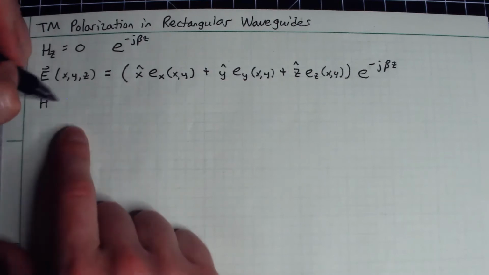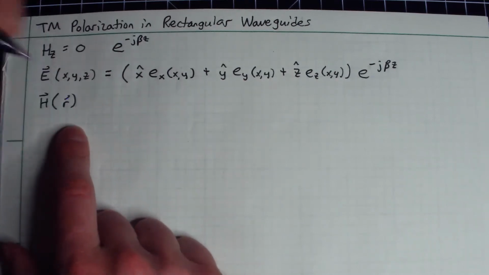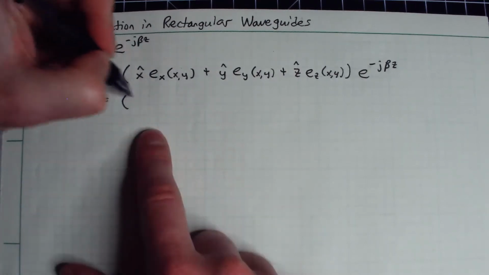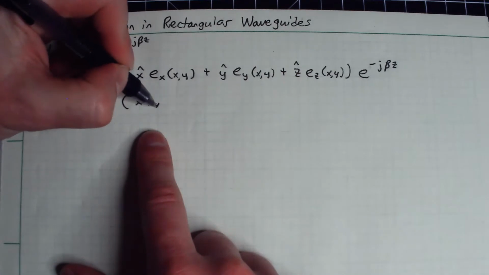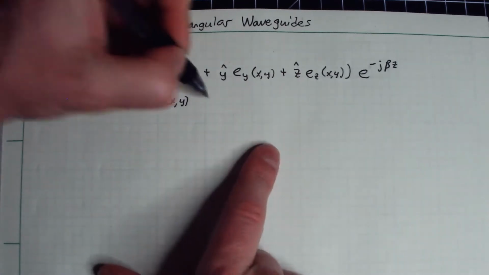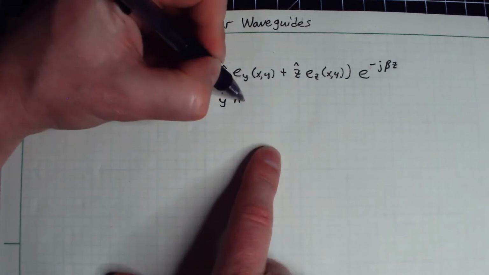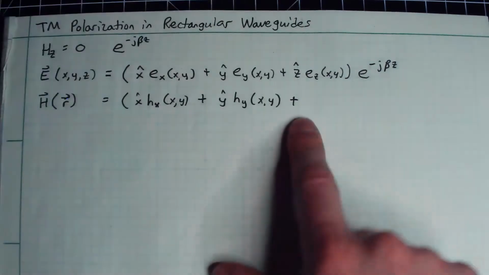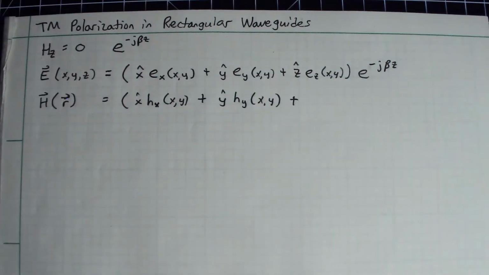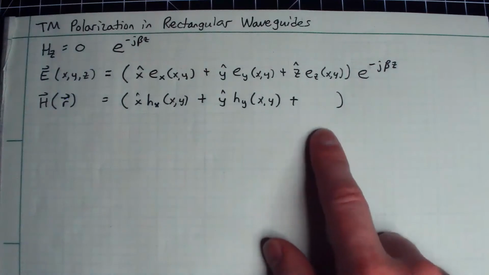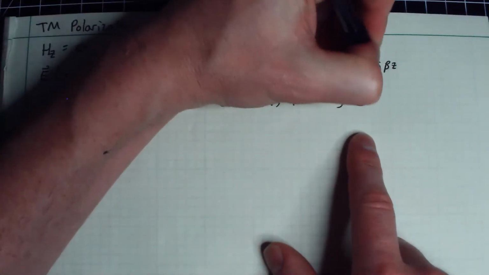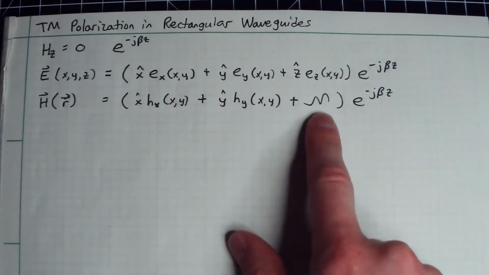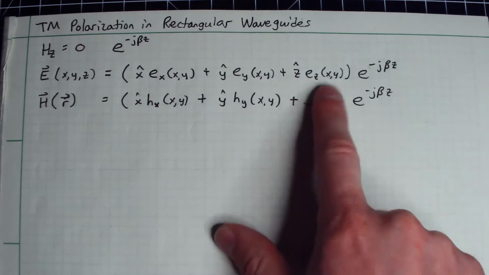Likewise, my H field, and I can just put a R here sometimes instead of x comma y comma z, so that's a position vector. And then I will get an x hat H sub x of x comma y plus y hat H sub y of x comma y plus nothing. There is no z component to my H field, so I'm just going to leave that blank. And we get an e to the minus j beta z as well. Okay, so nothing here. That's what it means to be TM polarization. That little guy is 0.